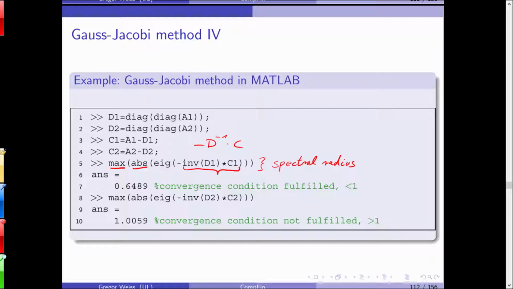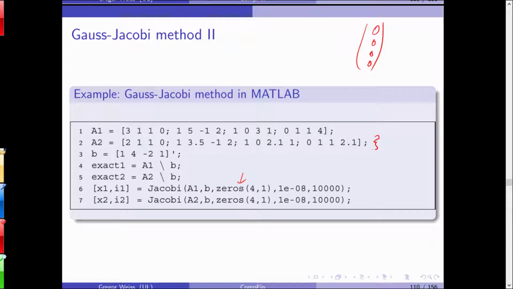You can see that for the first one, A1, the spectral radius is below 1, and the convergence condition is fulfilled. However, for the second matrix, A2, the convergence condition is not fulfilled. It's slightly above 1, but even 1.0059 is enough to cause this iteration procedure to diverge. We've used 10,000 iterations, and the solution we've come up with is obviously wrong. So for this matrix, it doesn't work. It's quite instructive to see that this matrix does not look very horrible. It's actually quite close to the first one, but with the spectral radius being above 1, the Gauss-Jacobi method will not converge.